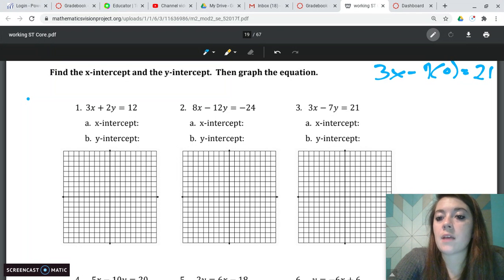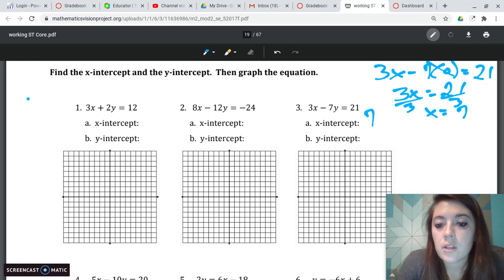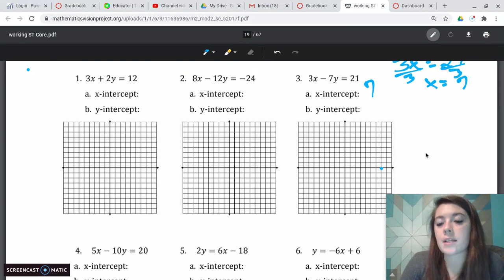The 7 times 0 goes away, so we have 3x equals 21. Divide both sides by 3, so x equals 7. We have an x-intercept at 7. Let me bring this down. We're going to go 1, 2, 3, 4, 5, 6, 7, and make a point. There's our x-intercept. Now we do the same thing for the y-intercept, except instead of plugging a 0 in for y, we're going to plug a 0 in for x.